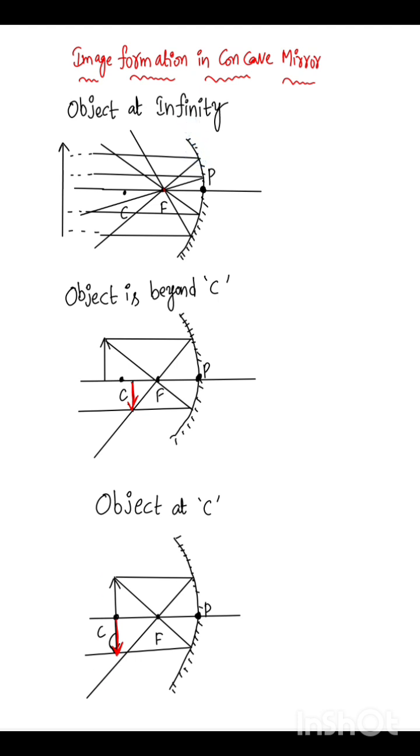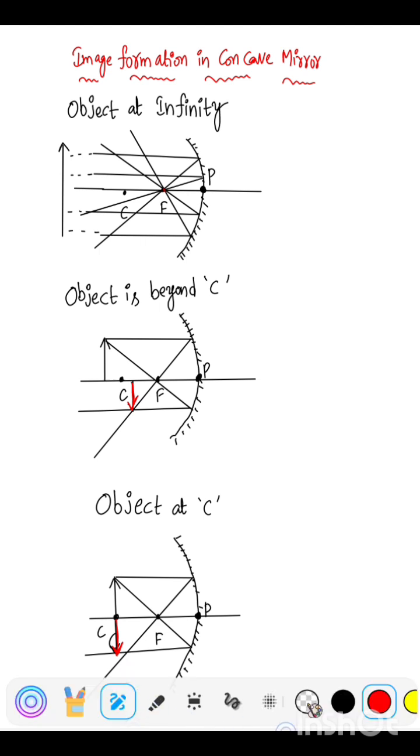Now let me keep the arrow marks so that you can understand clearly what are the incident rays and what are the reflected rays. Okay, now the object is considered at infinity, which is very far away from the mirror. When the object is at infinity, the incident rays are parallel to principal axis. Therefore, this is one incident ray which is parallel to principal axis, second one, third one, fourth one. So these are the four rays which are parallel to principal axis.